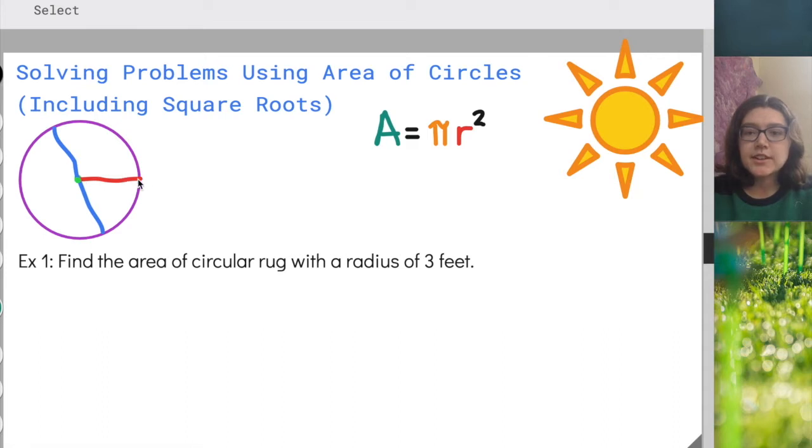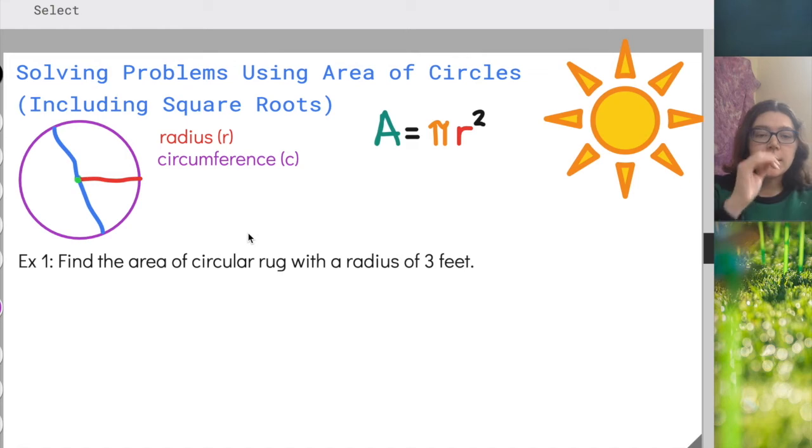What is that red line called? That's the radius, which again means the distance from the center of the circle to the perimeter of the circle. What's the word for the perimeter, or that outside purple part of the circle? Yeah, that's the circumference. Okay, then we have this blue line that goes across the entire circle and through the center. What is that called?